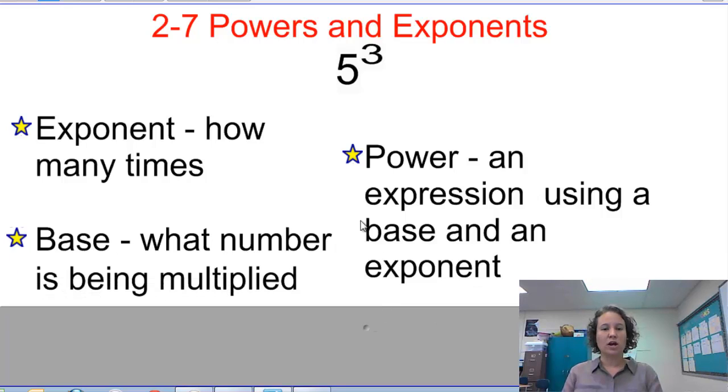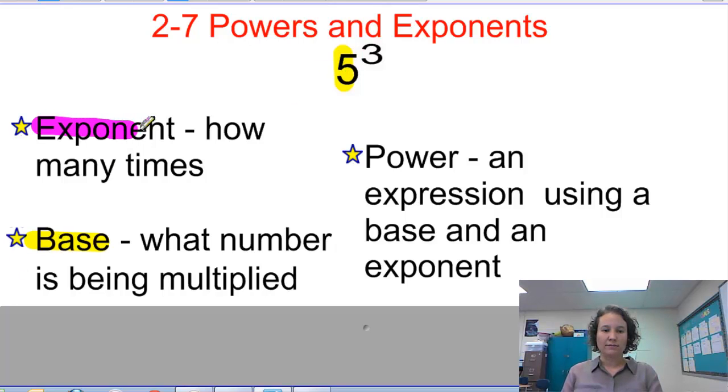There are three things we want to talk about: the exponent, the base, and the power. Let's start with the base. The base tells you what number is being multiplied when you're looking at a power. So the base is actually going to be the big number in this expression up here. So the base is the number 5.